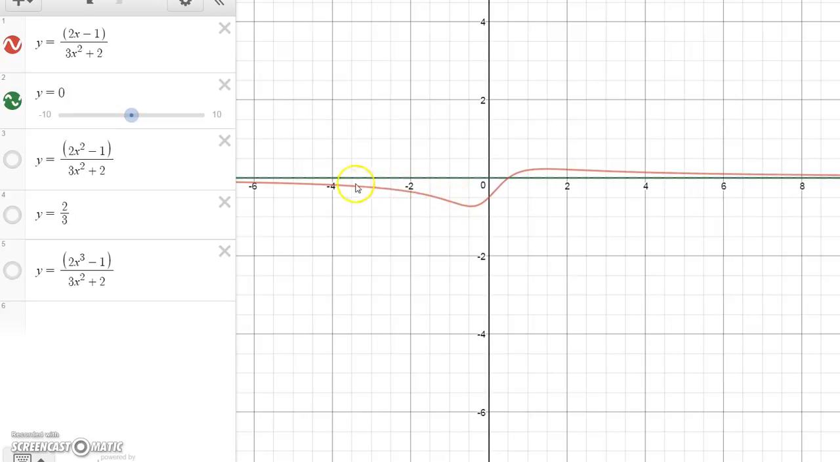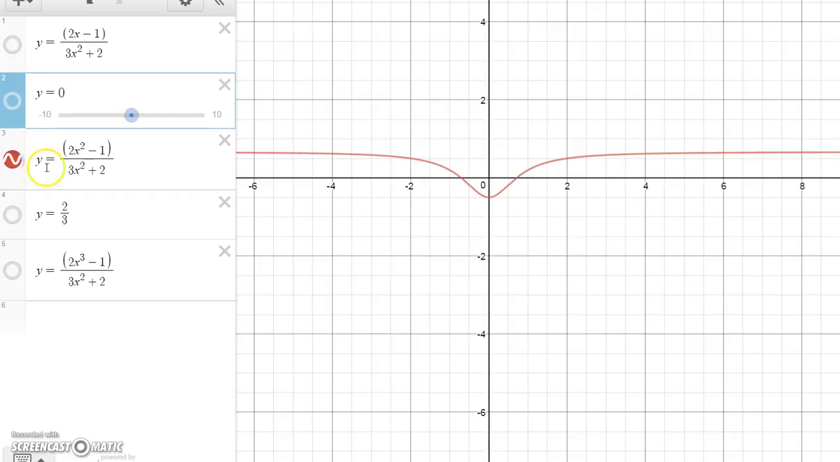And also in this direction, as x gets smaller and smaller, it gets closer and closer to the x-axis, or the line y equals 0. So y equals 0 is certainly the horizontal asymptote for that graph. Okay, now the second graph, remember we found that this graph has a horizontal asymptote of y equals 2/3.